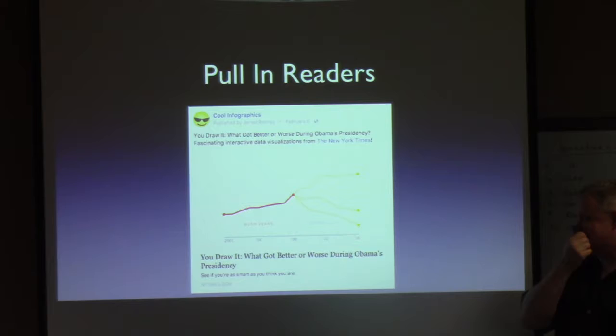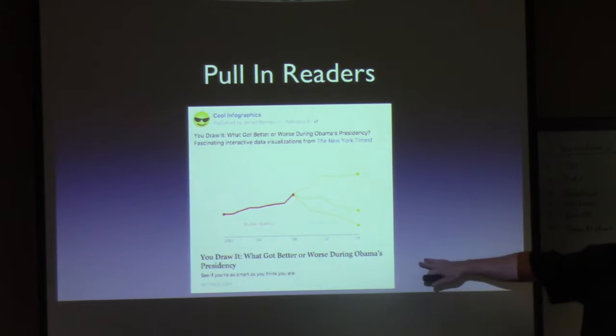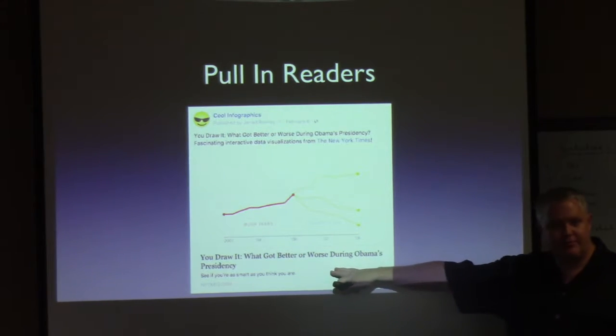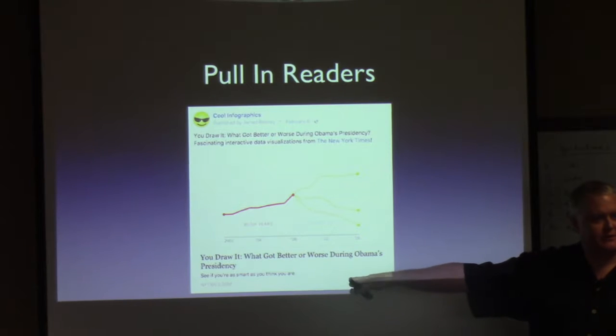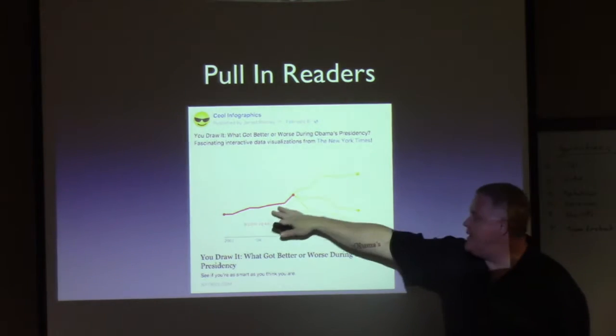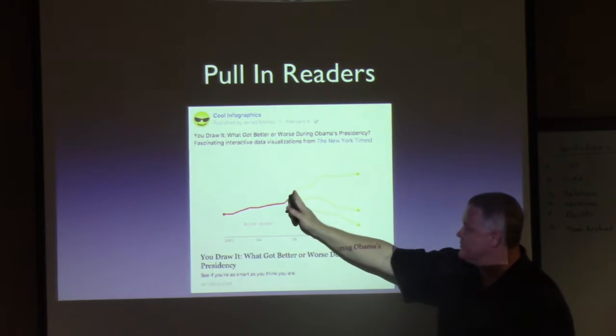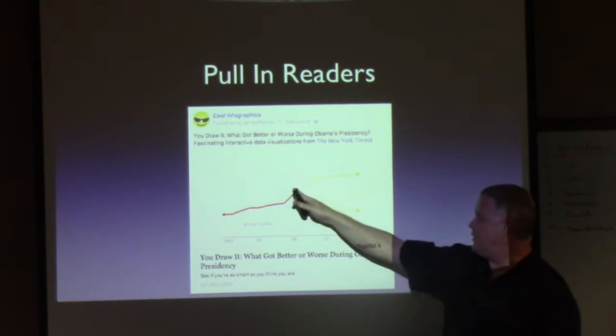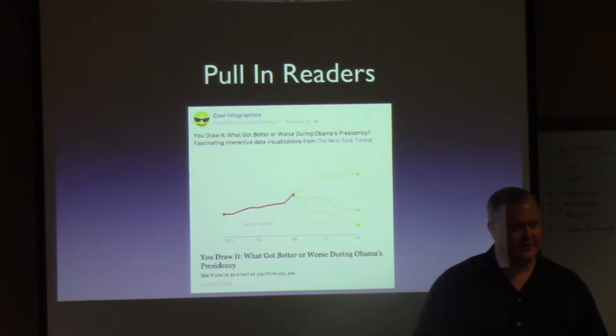New York Times does this. So this is, you draw it, what got better or worse during Obama's presidency. Right, and so in social media, it's got here are the Bush years, and then a couple different options. We don't know what happened during the Obama years. Right, it's like, I want to know what happened next. I want to know the answer.